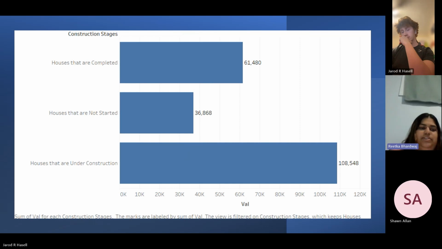Hey, this is Ritika. I'm going to talk about the construction stages. In my first visualization, we can see there are three construction stages: houses that are completed, that are not started, and that are under construction.